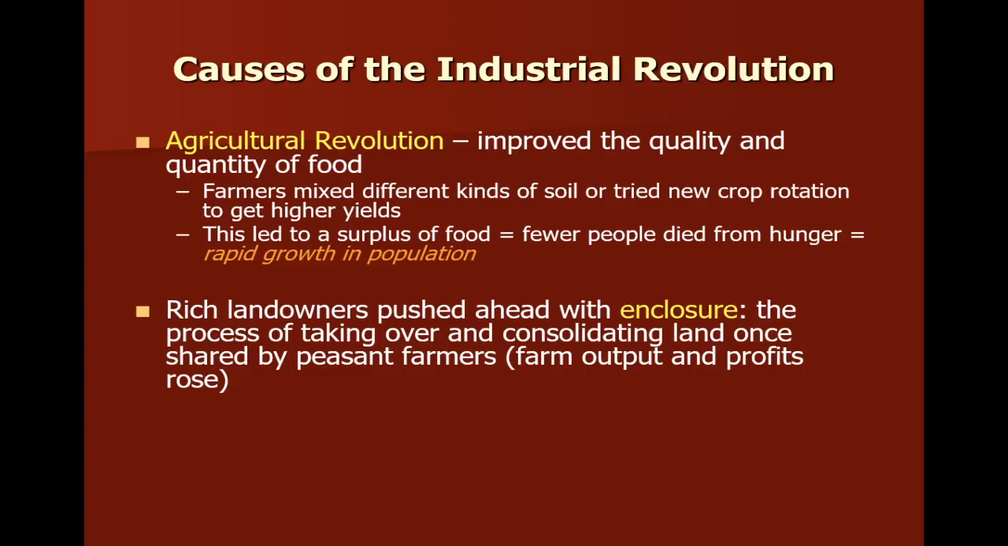Next up, we have rich landowners pushing ahead with something called the Enclosure Movement. This is basically just rich landowners taking lands and consolidating, meaning bringing it all together and making it into one. So rather than have a bunch of small farms, you have a rich landowner buying up all the small farms and making one giant farm.